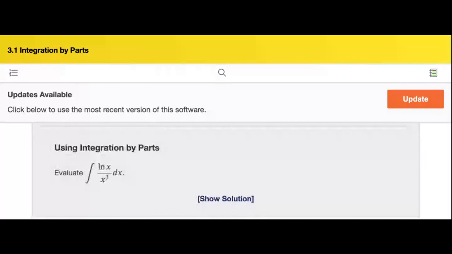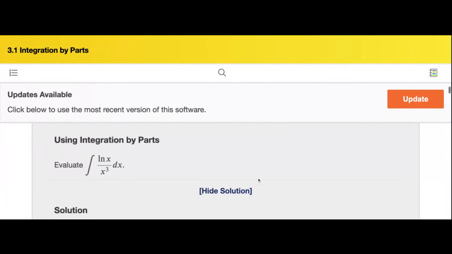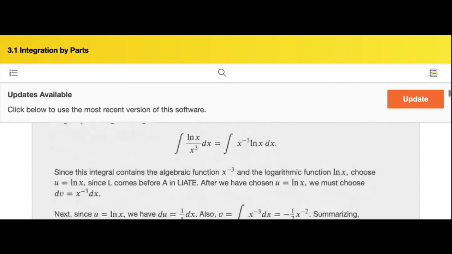Okay, integration by parts. So now we have ln x multiplied by x raised to -3. Which part do we want to be u, and which part do we want to be v? We want u to be ln x, because when we take the derivative of u, we get 1 over x. So u is ln x, then du will be 1 over x dx. And x raised to -3 dx will be our dv.